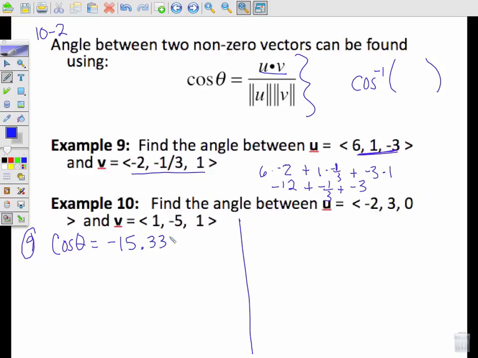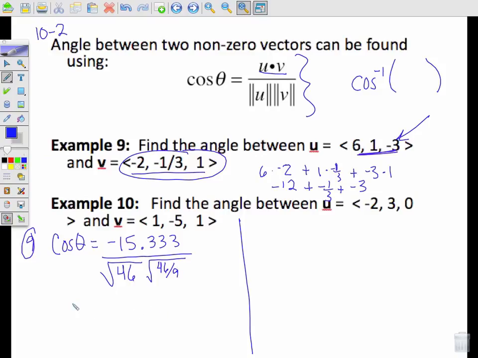So that's negative 15.333 over the magnitudes. Let's do the magnitude of u. It's the square root of 36 plus 1 plus 9, that's 46. And the magnitude of v is the square root of 4 plus 1/9 plus 1, which is 46/9. Use a common denominator and add those together.